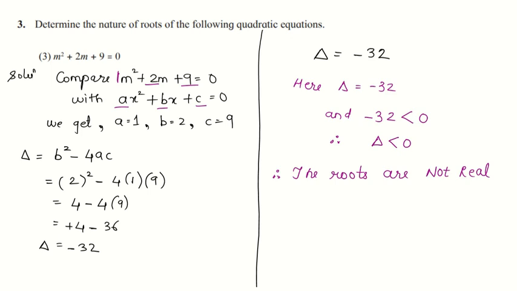Here, as delta is minus 32, which is less than 0, the roots are not real. You can pause the video now and copy down the question and the answer solution to this. Always solve the question and understand what we are trying to do. Only solving will make it easier to understand.